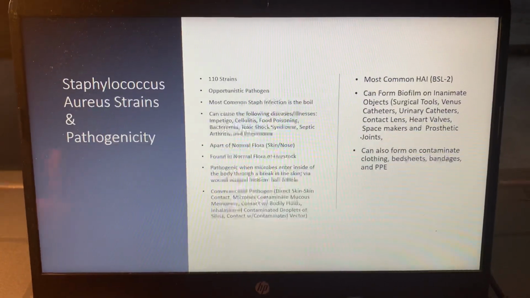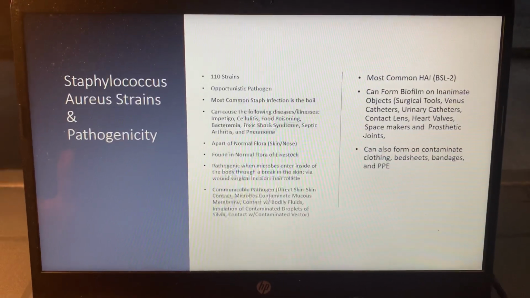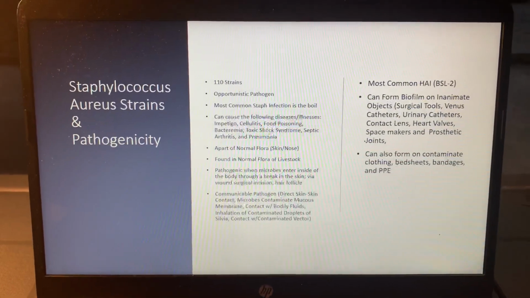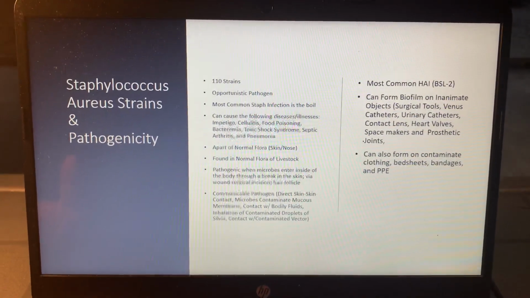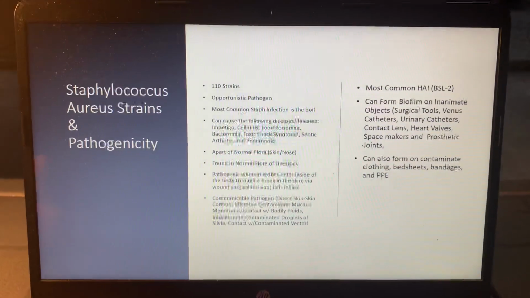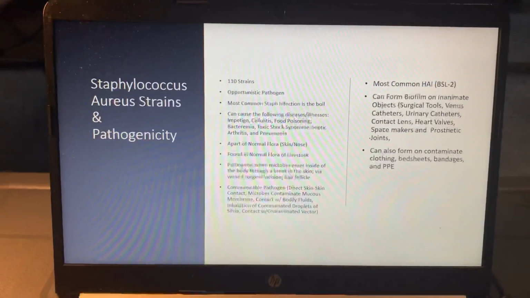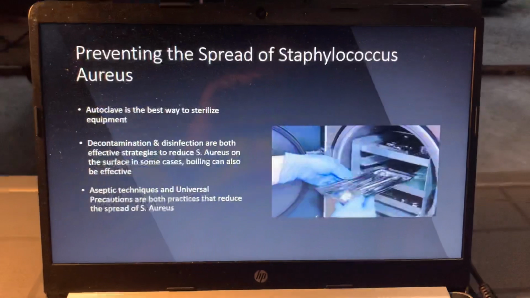It can form biofilms on inanimate objects such as surgical tools, venous catheters, urinary catheters, contact lenses, heart valves, pacemakers, and prosthetic joints. You can also, like I said, get it from contamination of clothing, bed sheets, bandages, or PPE. So it is important that we dispose of those things.